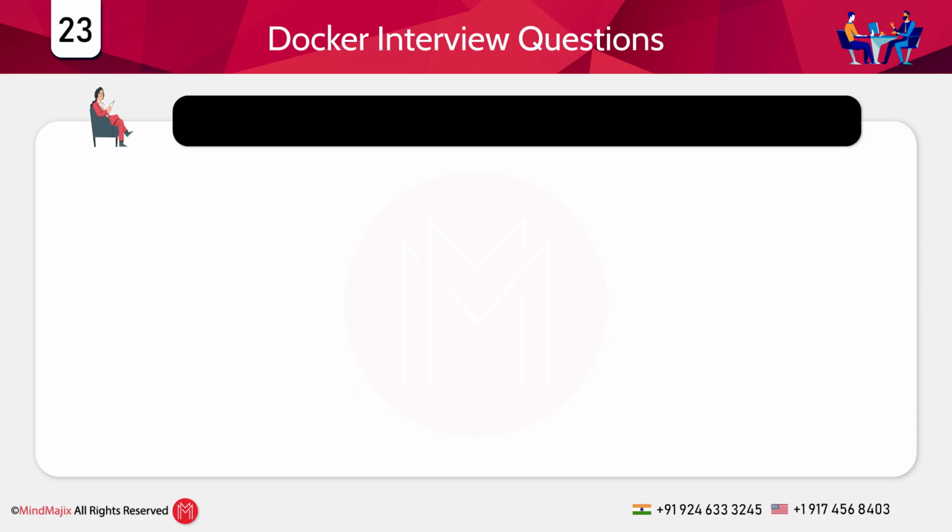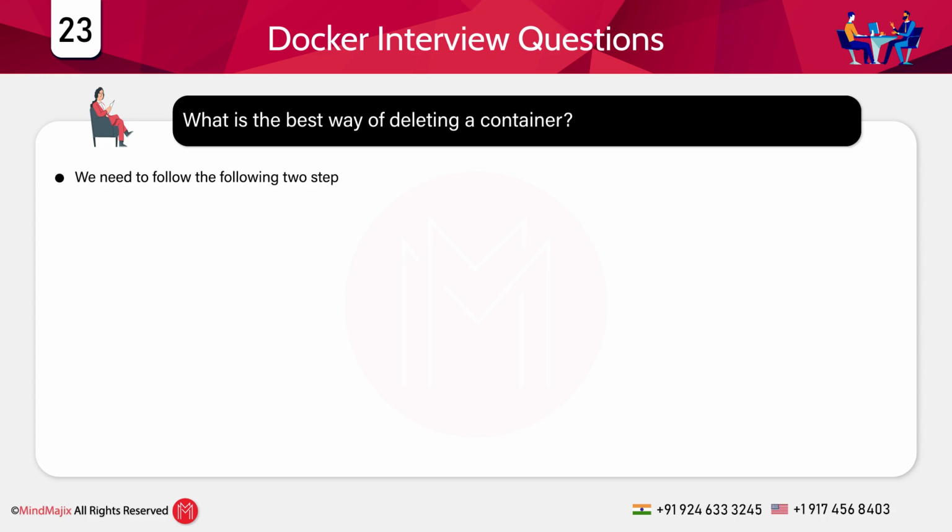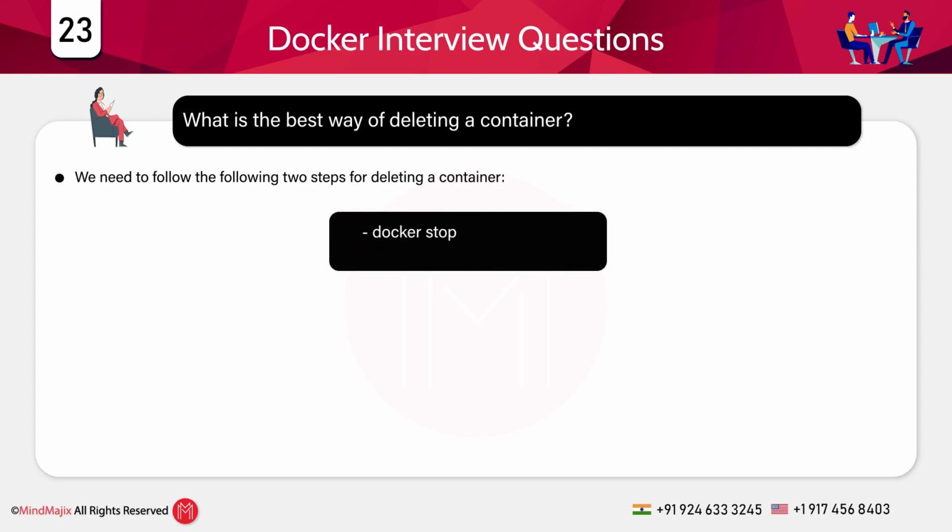Question number 23. What is the best way of deleting a container? The answer is we need to follow two steps for deleting a container. First we need to stop the container, and then we need to remove the container by using the rm command. So these are the two commands we follow: docker stop container id and then docker rm container id to delete a container. This is the best way.